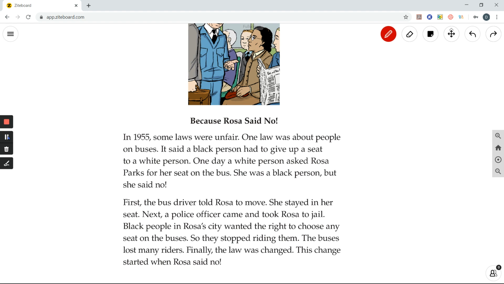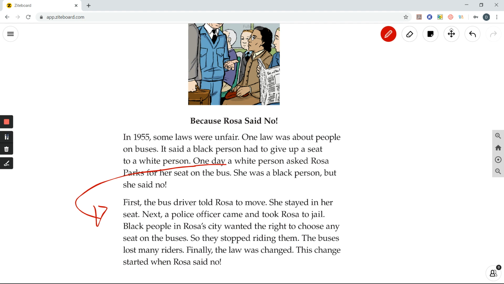In this first paragraph, I do see this phrase, one day. It's telling us when this event is happening, but it's not exactly telling us the order of events just yet. It's setting us up to understand what happened on that one day.